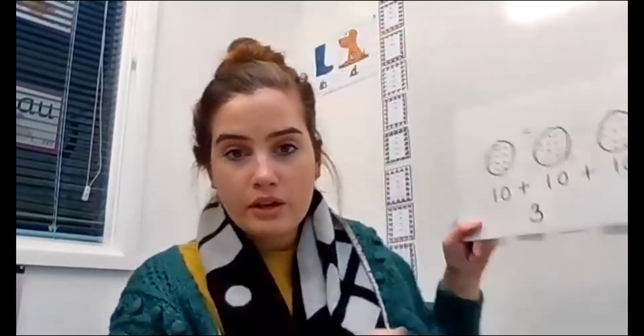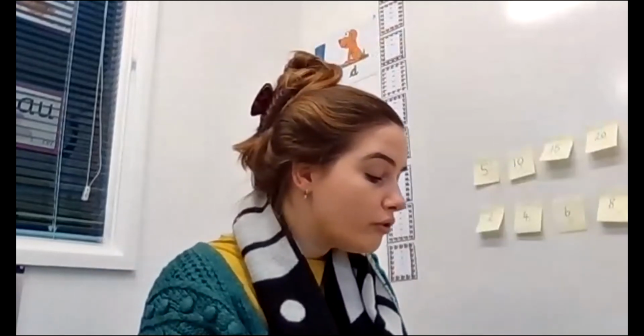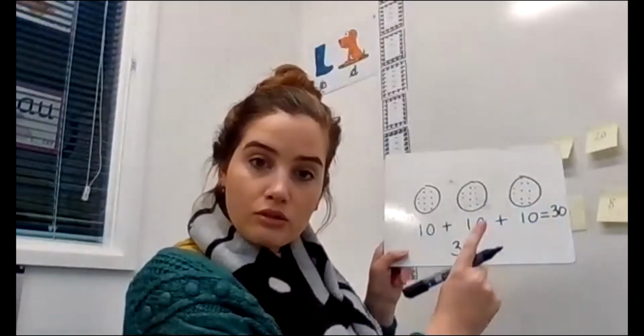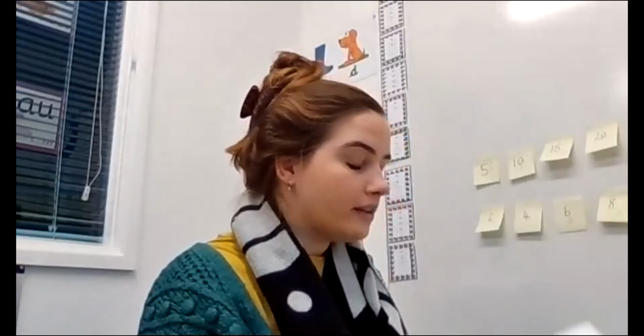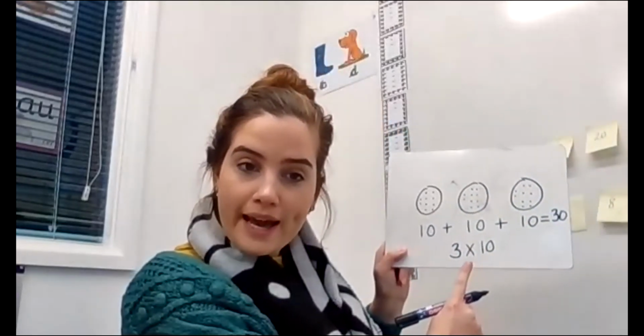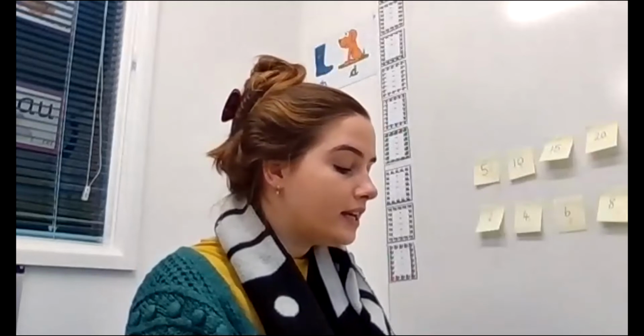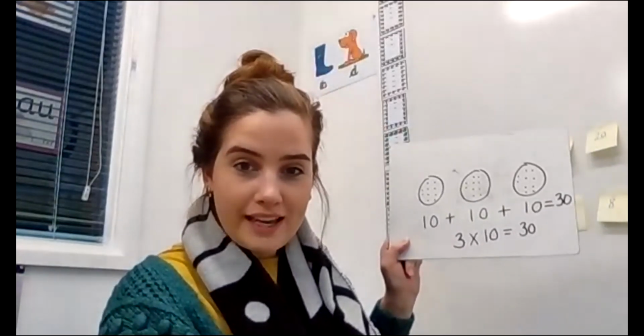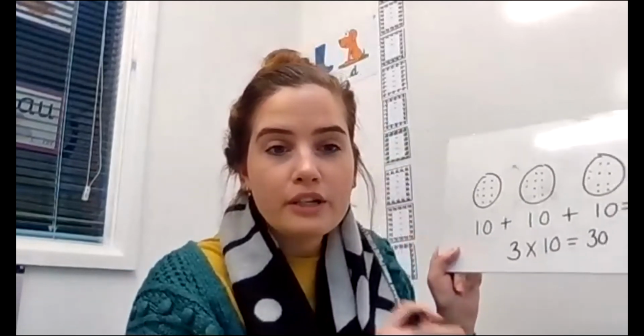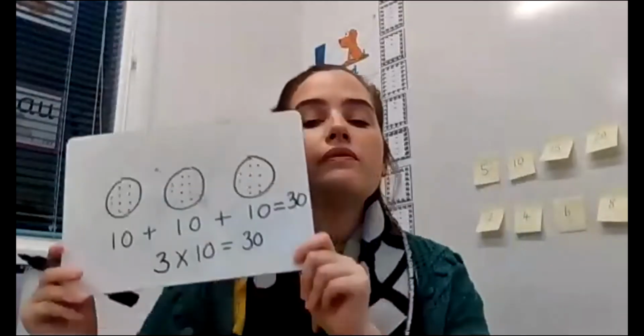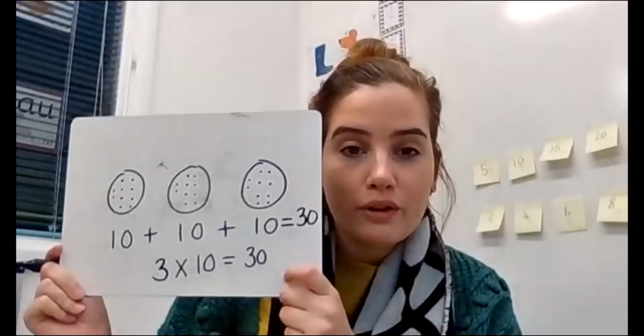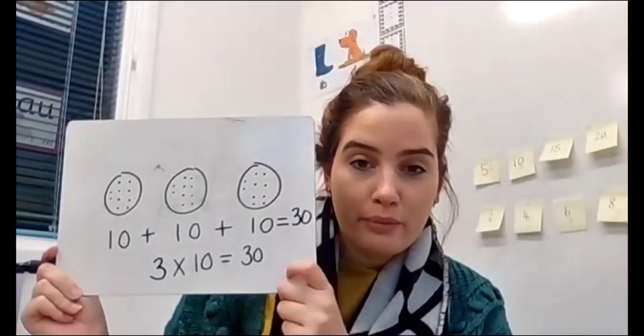And we now know our symbol for groups of. So we've got 3. So I've written 3 groups. This symbol means groups of 10. This symbol, okay? 3 groups of 10 is equal to, has a product of 30. Brilliant. What I want you to do now is pause the video and have a go at recording this in lots of different ways.